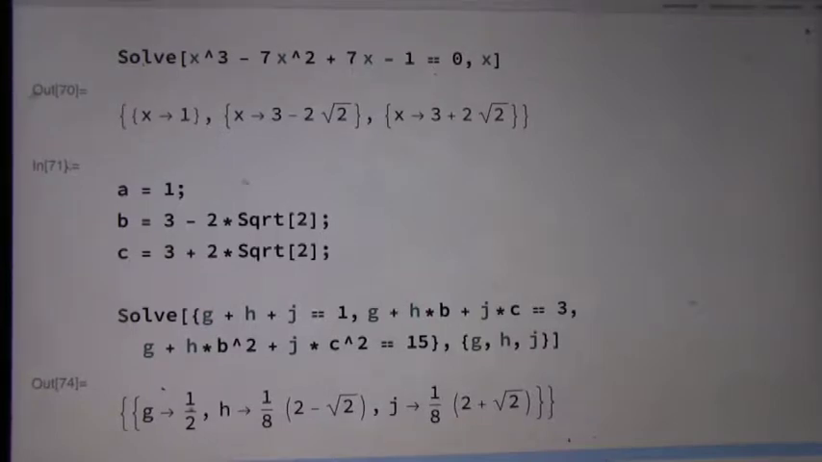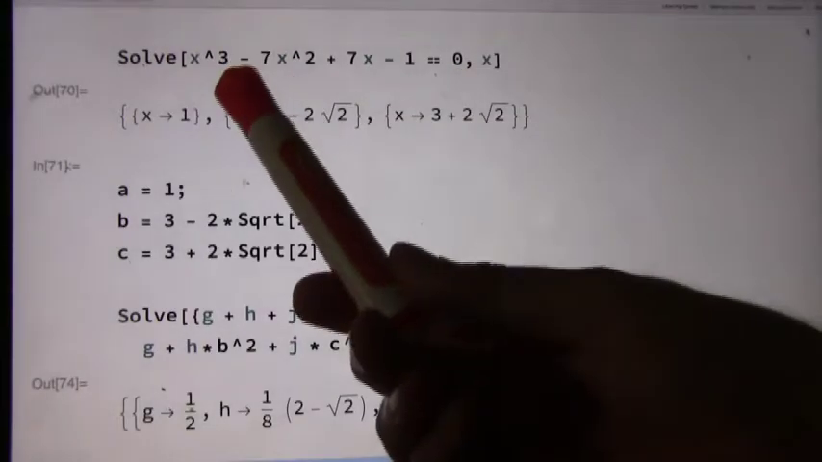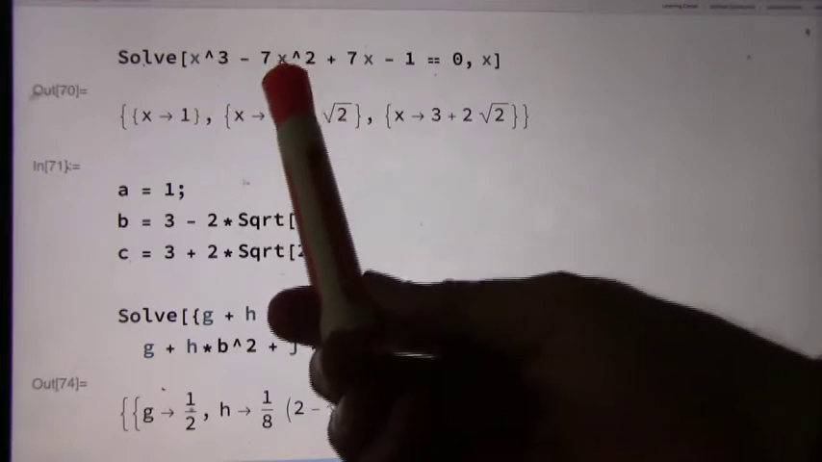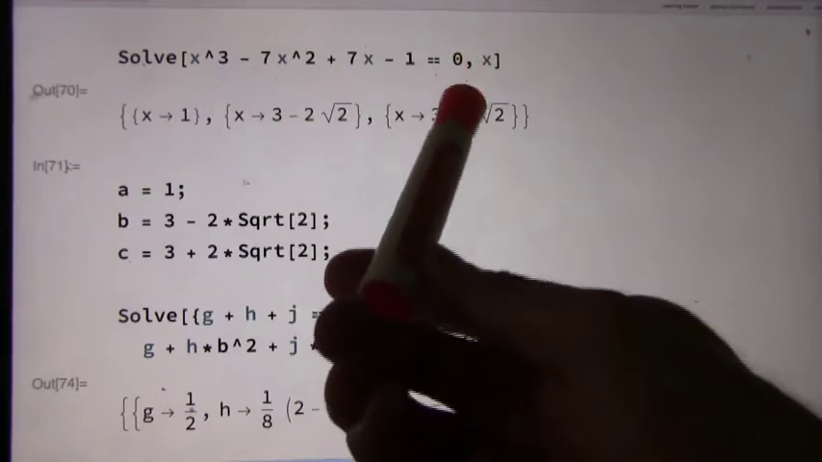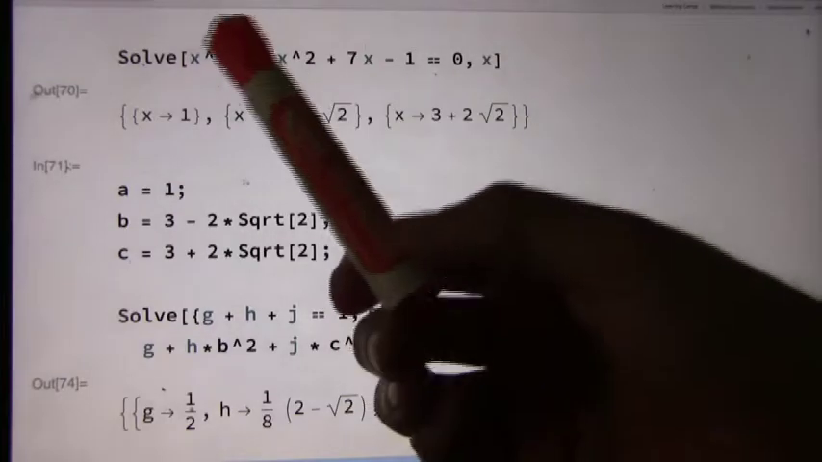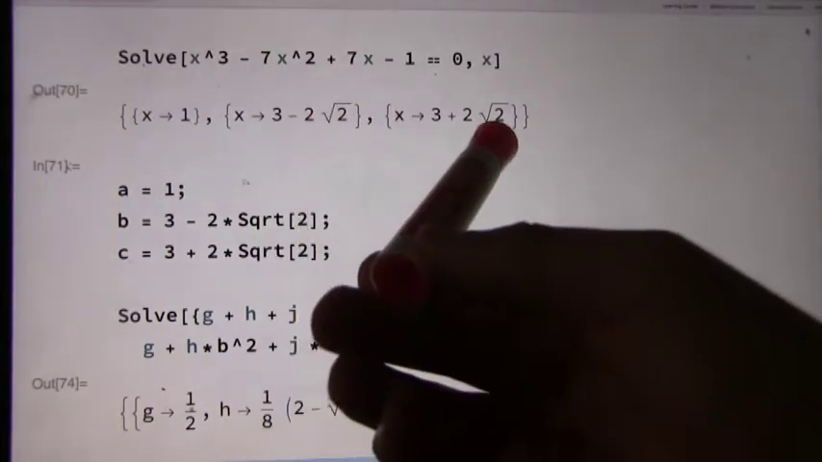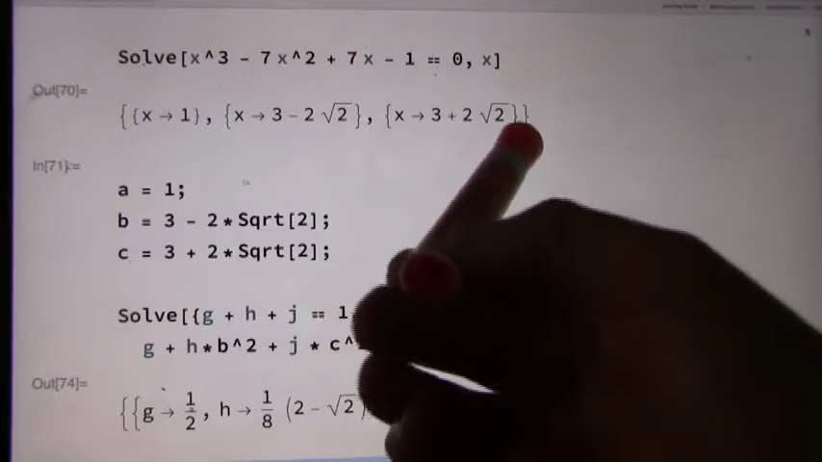Okay, so what I set up on Mathematica, I'll use the orange marker to point here. I took our equation, x cubed minus 7x squared plus 7x minus 1 equals 0. I solved that for x, and it tells me we get x equals 1, 3 minus 2 root 2, and 3 plus 2 root 2. Yeah, that's what we found.